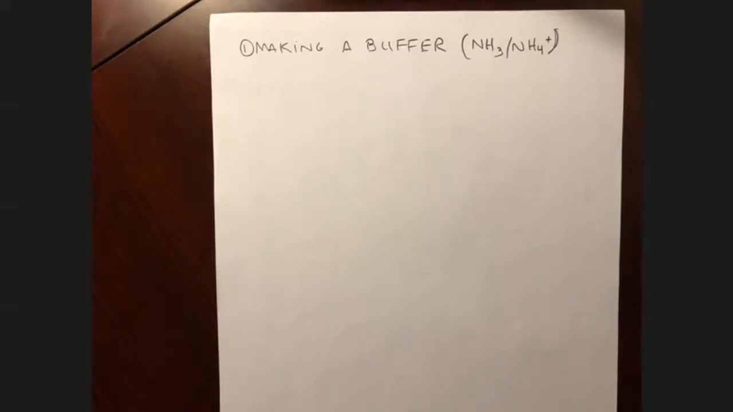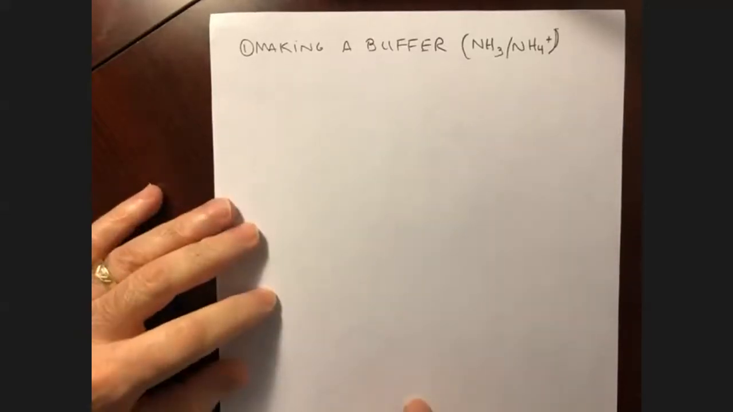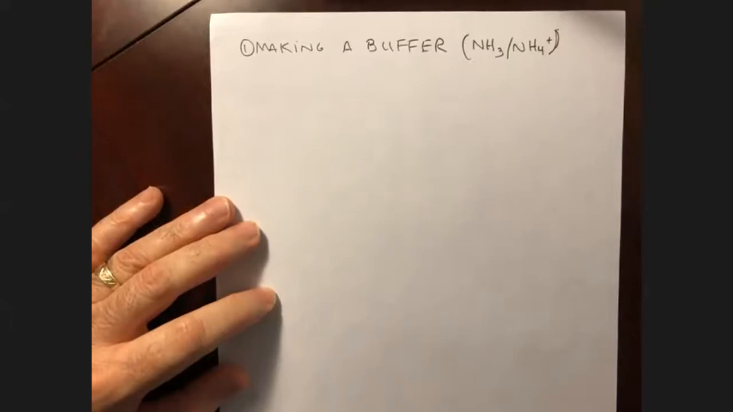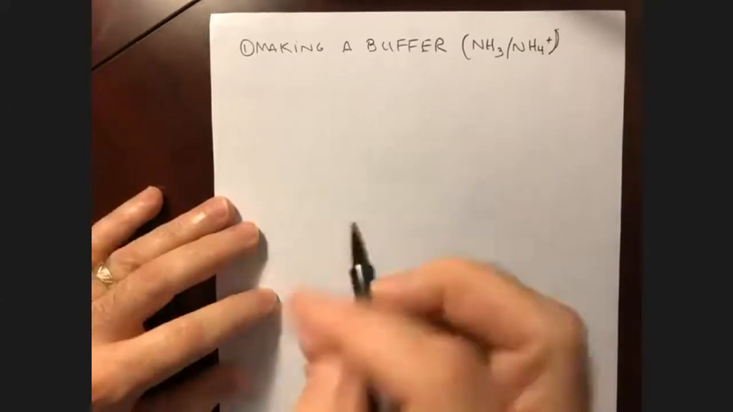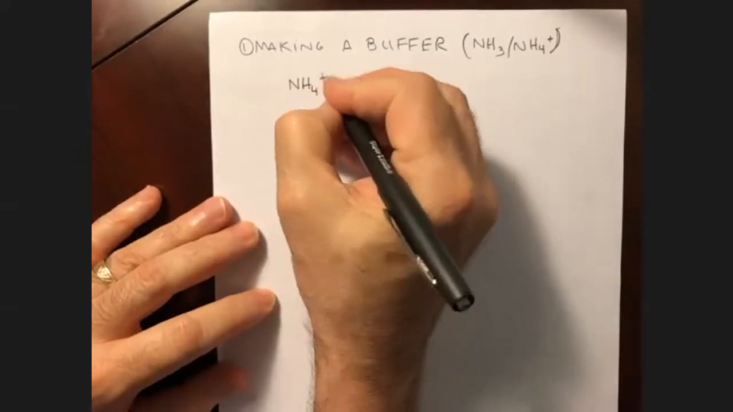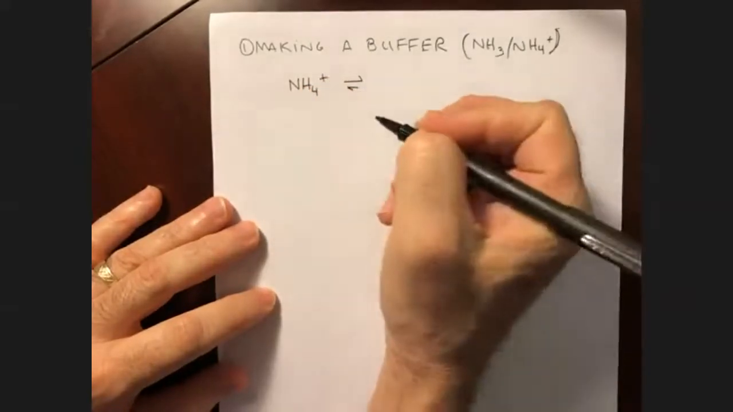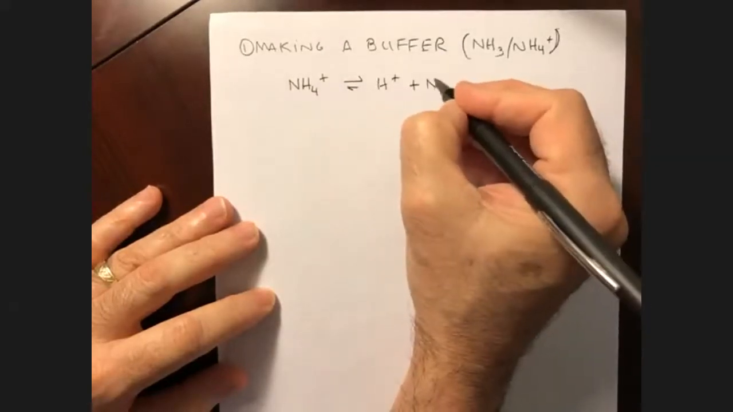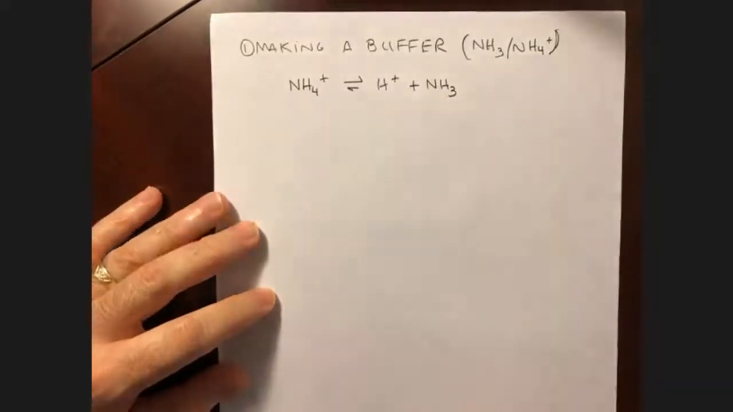Okay, where's my marker? So the first thing you want to do is set up what the components of the buffer system are. What are the components of the buffer system? In this case, we are talking about ammonium ions, and H plus, and ammonia.